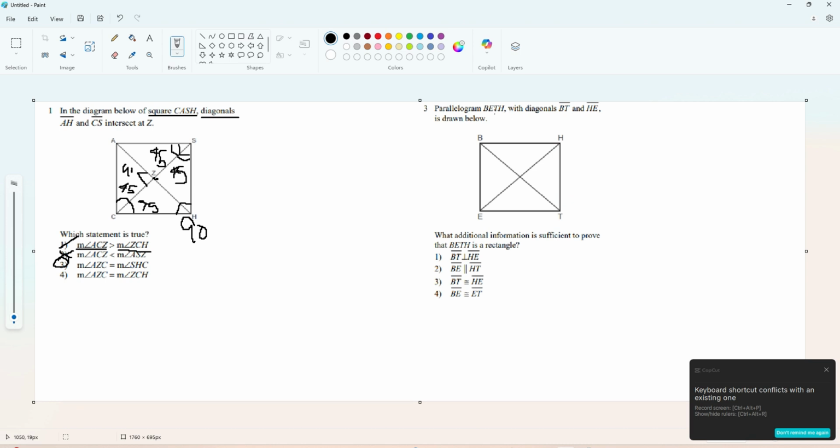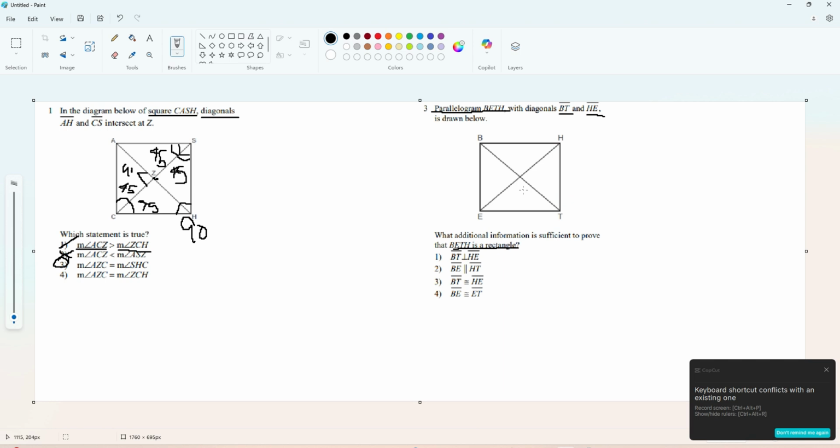Parallelogram BEHT with diagonals segment BH and segment TE is drawn below. Pause the video and answer the question. Alright, now that you're back, let's analyze the information. Parallelogram BEHT and diagonals BH and TE. What additional information is sufficient to prove that BEHT is a rectangle? BH is perpendicular to TE.